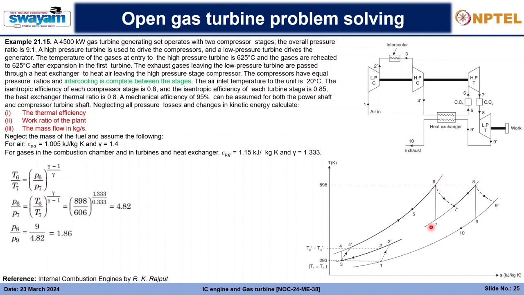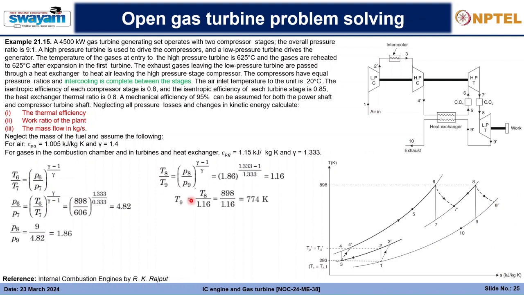So P6 by P8 is equal to P6 by P7, and we know that 4.82 into P8 by P9 equals 9. So that's how we will get the value P8 by P9 equal to 9 by 4.82, which equals 1.86. And we only need to know about the pressure ratio. Then we'll calculate the actual temperature T9 dash.